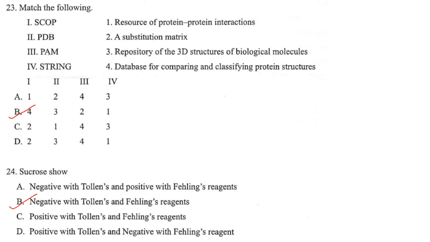Then next one. SCOP is a database for comparing and classifying protein structures. PDB, Protein Data Bank, is a repository of the 3D structure of biological molecules. PAM is a substitution matrix. STRING is a resource of protein-protein interactions. So the answer here is option B.